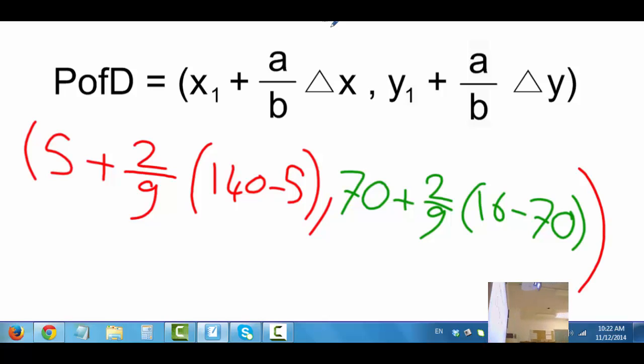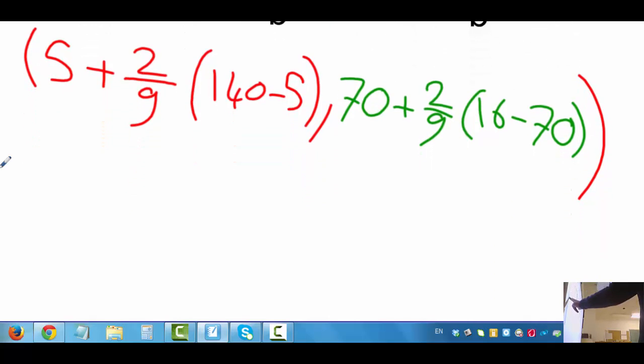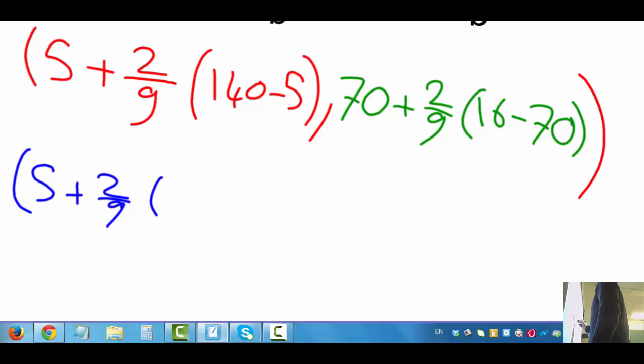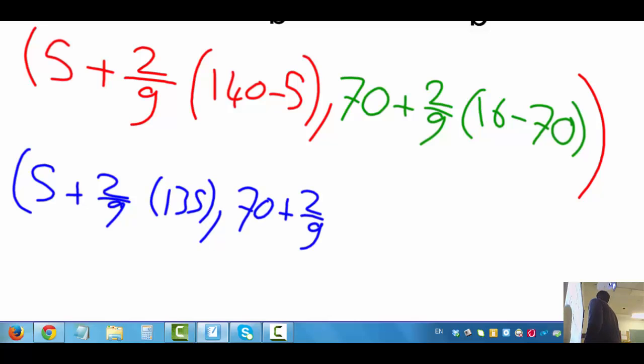So this is the part you need to come up with when you deal with point of divisions. Once you come up with this, the rest becomes some mathematical operations. And I don't think you will make mistakes with the rest of the mathematical operations. So let me do it. Brackets first, 5 plus 2 divided by 9. So I'm going to have a number here which is 135, comma 70 plus 2 divided by 9, 16 minus 70.